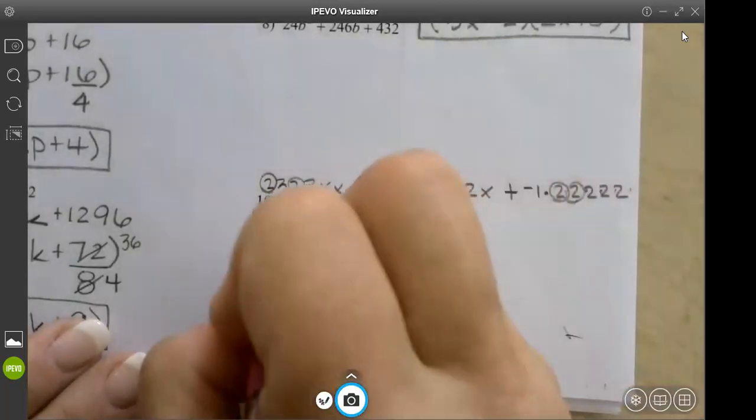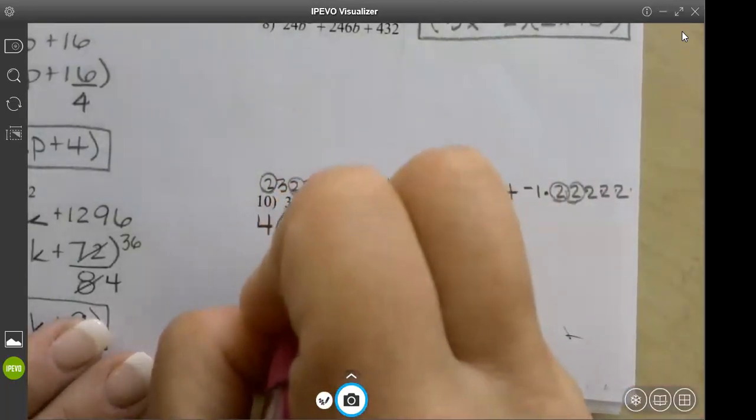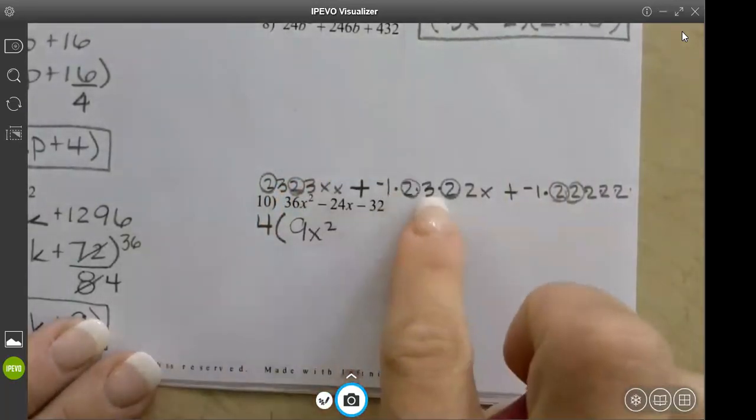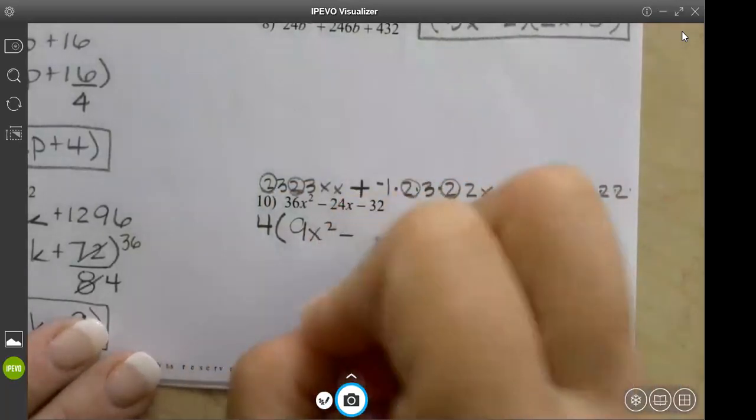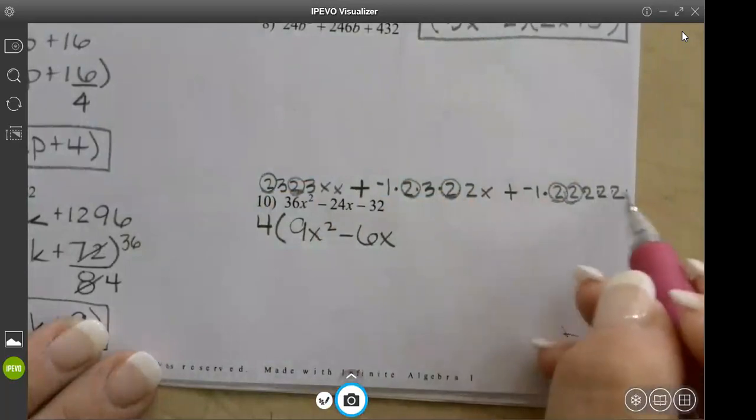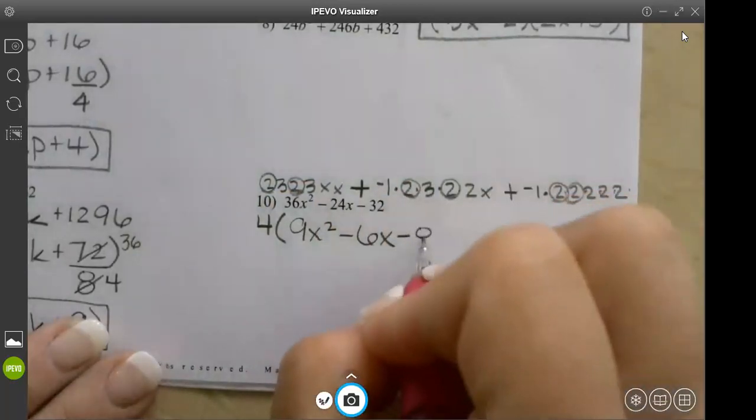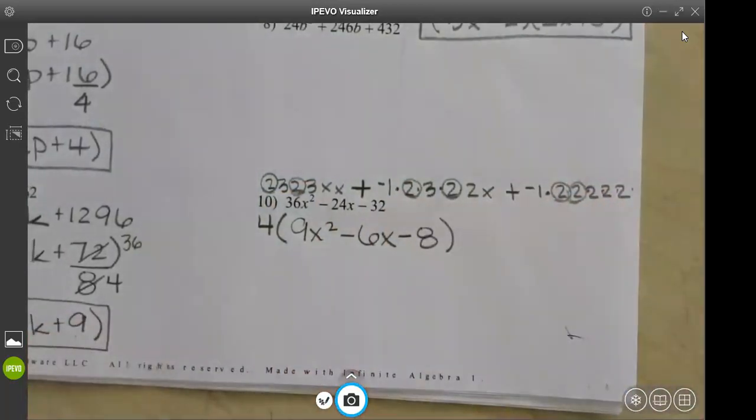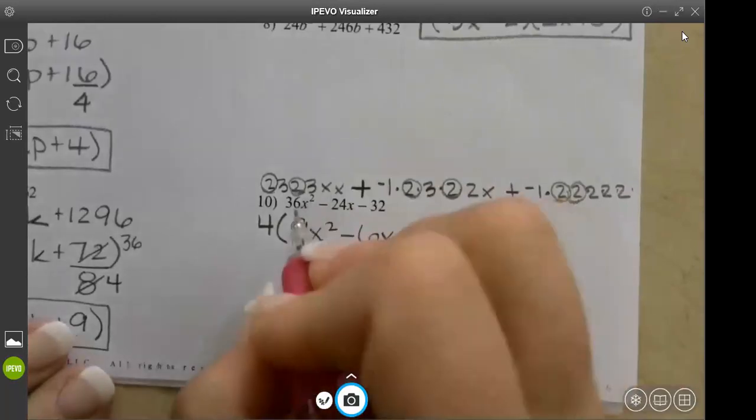3 times 3 is 9 and 2 x's. Negative 1 times 3 is negative 3 times 2 is negative 6 and an x. And over here, 3 2s is an 8, and a negative 1 makes negative 8. Now do your slide and divide with just your parentheses. So you can either take it out in the beginning or you can take it out in the end. It doesn't matter. Whatever you're more comfortable with is what you want to do.